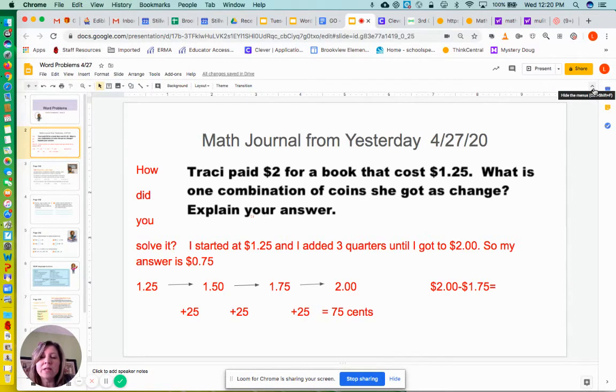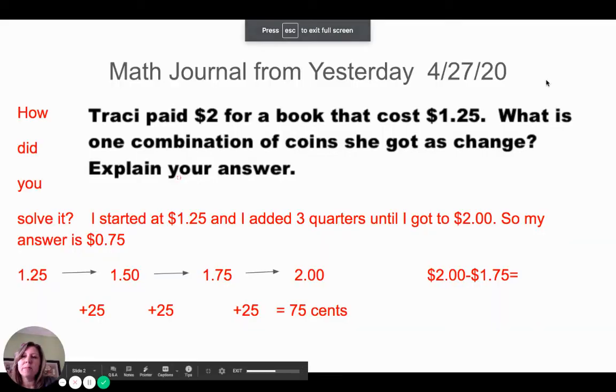I started with $1.25 and I added 3/4 until I got to $2. So my answer is 75 cents. You can see by my diagram that every time I added 25 cents, I counted up by 25s. My answer is 75 cents. All right, I'm going to go into present here and yay, my picture's still there.